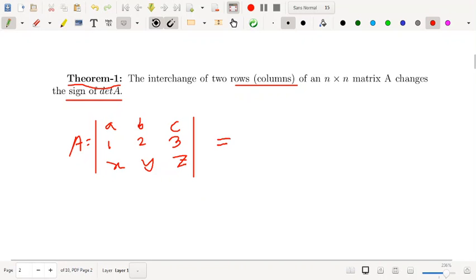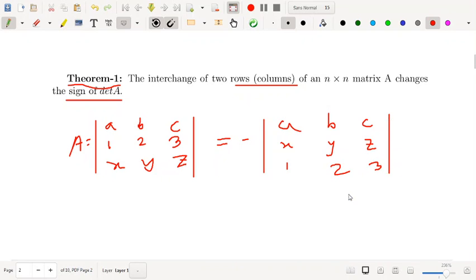Now, suppose you are interchanging 2 rows. Suppose I want X, Y, Z in the second position and 1, 2, 3 in the last position. Okay, that will give you a minus sign. But your first position, that is the first row, remains same. Do not change the first position. I am just interchanging second and third row. Got it? Interchanging second and third row, that will give you a minus sign.